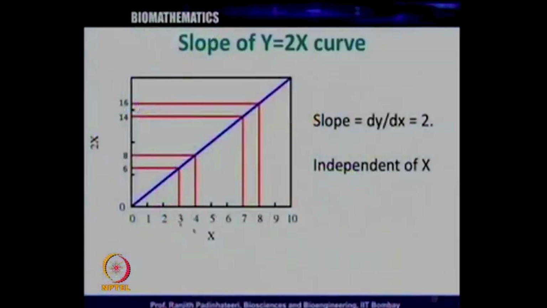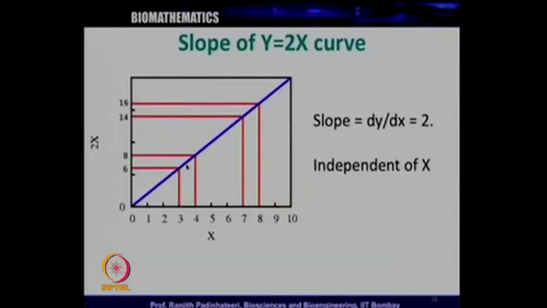Now let us see, instead of 3 and 4, where you got 6 and 8, let us take 7 and 8, just like we did in the previous case. If we take 7 as the x value, the corresponding y value is twice 7, which is 14. If you take 8 as the x value, the corresponding y value is 16. So, the change in x is 8 minus 7, which is 1. The change in y is 16 minus 14, which is 2. So, dy by dx is again 2 here.